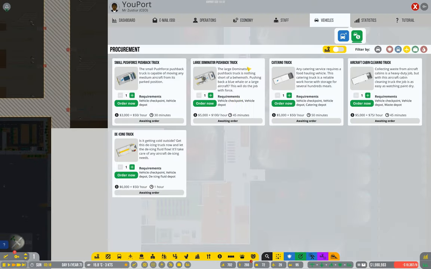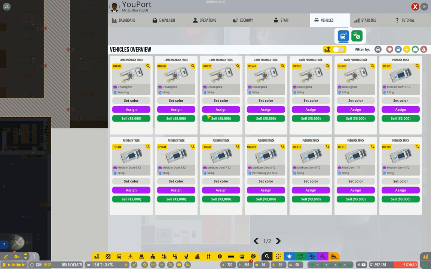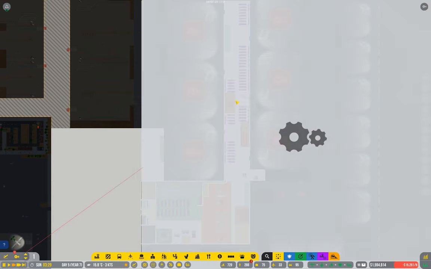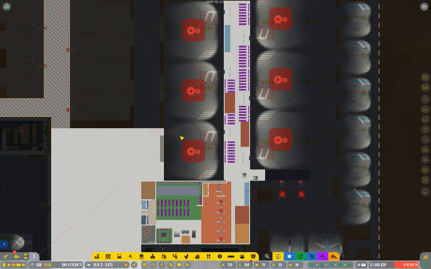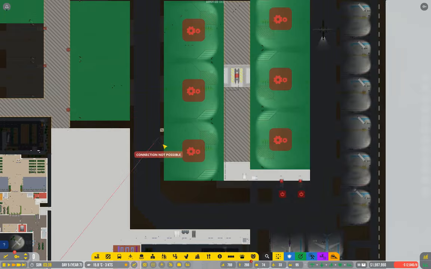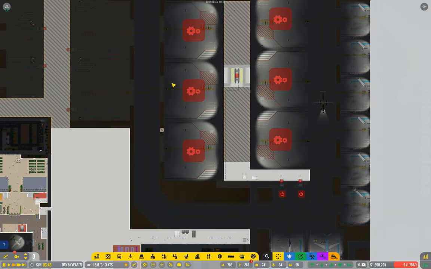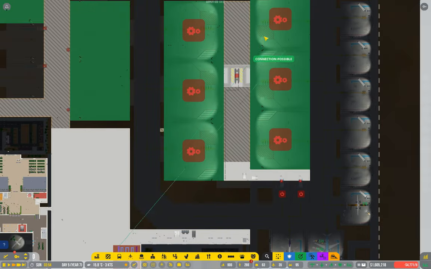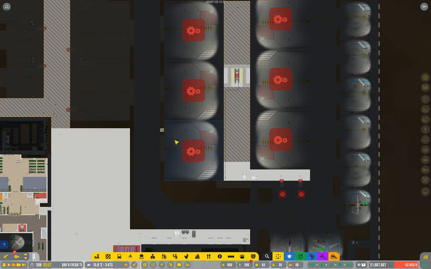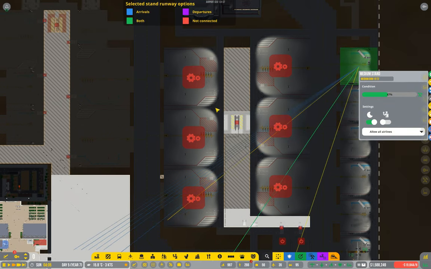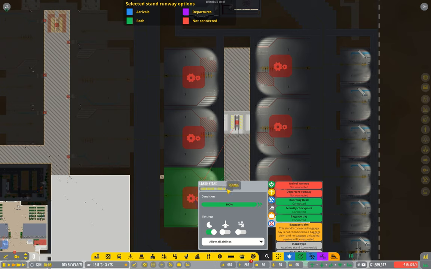Our Dominator truck should have arrived by now. Why is that not working? Try that again. A sign. Thank you. And what was our theme for this? It was size, dom, and that. So these are domestic.